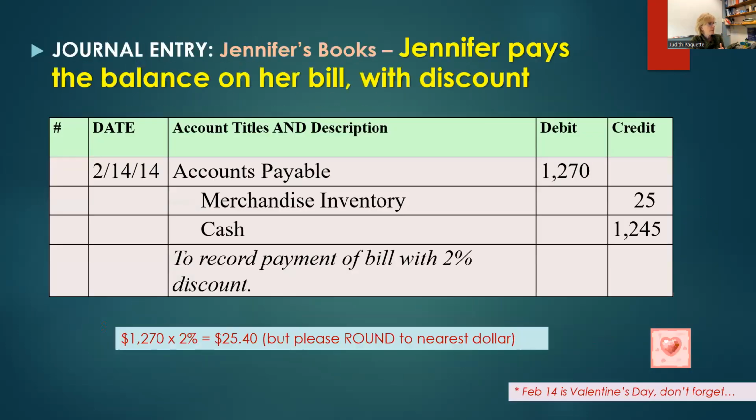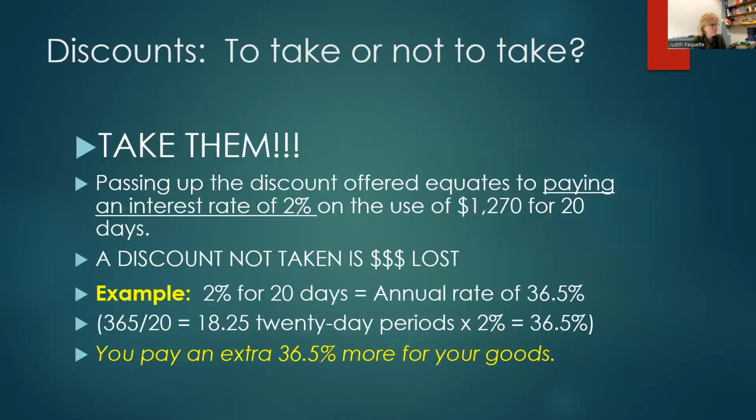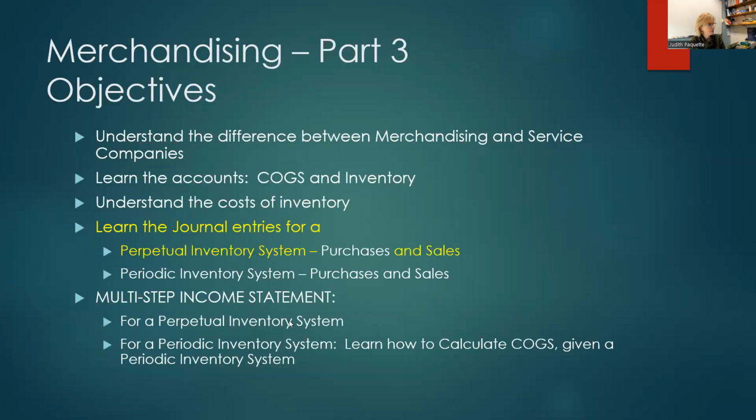And finally, when we pay our bill and take the discount, cash goes out, accounts payable is cleared for the total amount, and then inventory is reduced for that purchase discount, okay? If she doesn't take the discount, it would just be debit accounts payable, credit cash, a journal entry you learned back in chapter 3. So when we look at the full cost of the inventory, it was the purchase, the freight, less the return, less the discount.